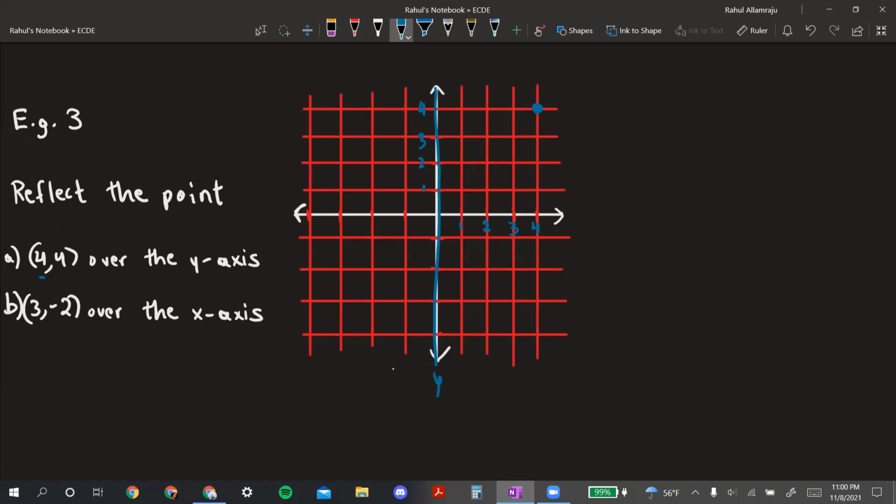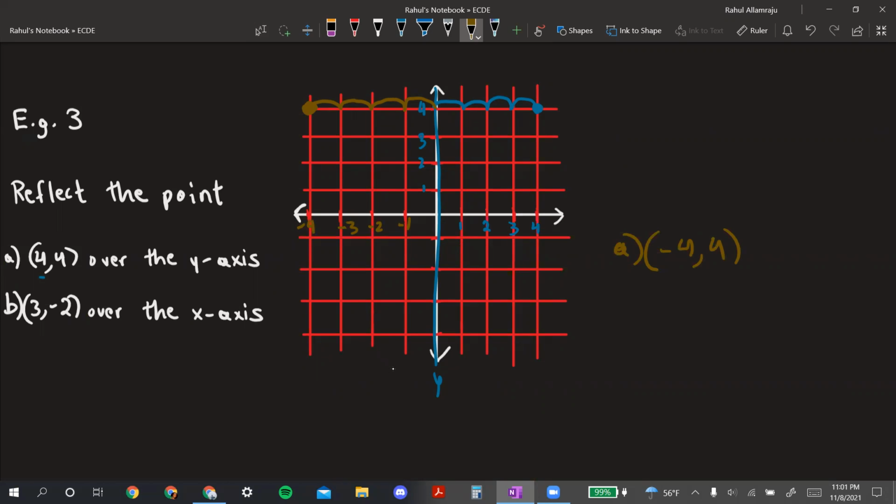So what you can do here is, how many points to the y-axis? 1, 2, 3, 4. 4 units to the y-axis. So then you're going to go the same amount and go 1, 2, 3, 4. And this is where the reflected point is. So that will be -1, -2, -3, -4, -4. So the answer to A is -4, 4.